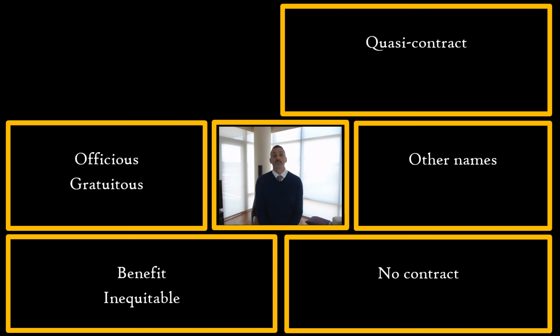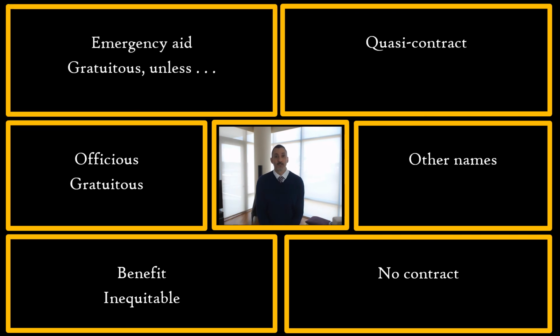We ask whether the party who conferred the benefit did it officiously. If the party conferring the benefit did it officiously, then it is fair for the other party to keep the benefit without paying for it. The second question we ask is whether the party who conferred the benefit did it gratuitously, as a gift. If the party who conferred a benefit did it as a gift, then it is equitable, it is fair to allow the other party to keep the benefit without paying for it.